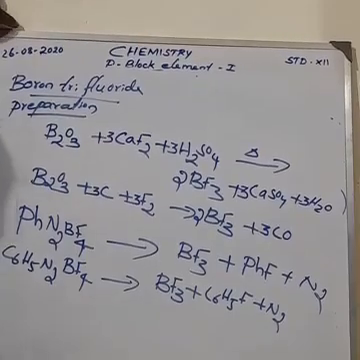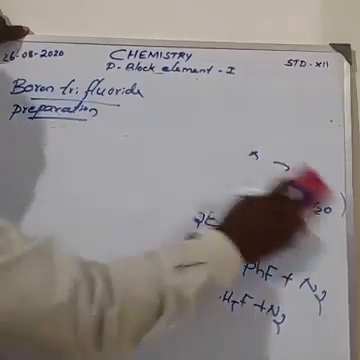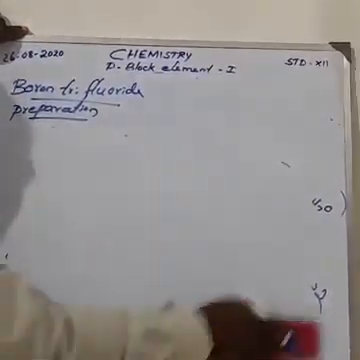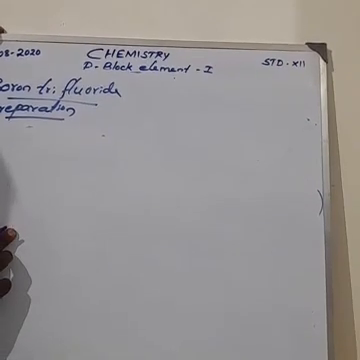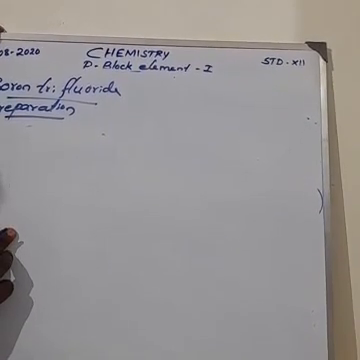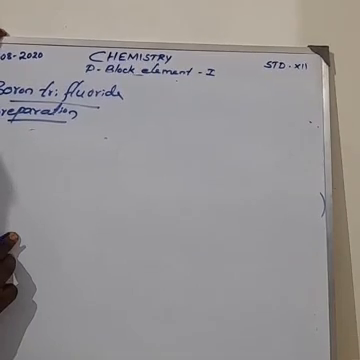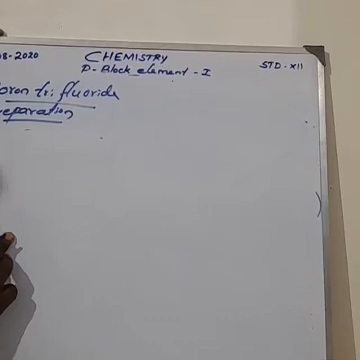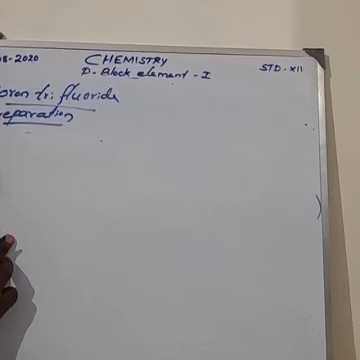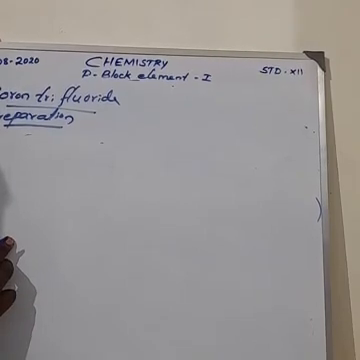Next, what are the properties of boron trifluoride? First one, it has a planar geometry. It is an electron deficient compound. It accepts a pair of electrons to form a coordinate covalent bond. Very, very important point: it accepts a pair of electrons to form a coordinate covalent bond.